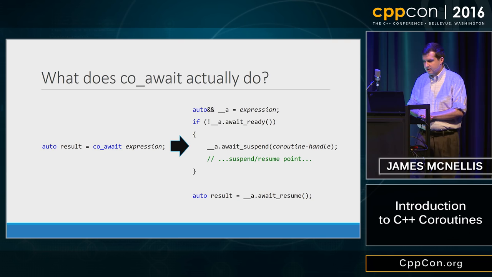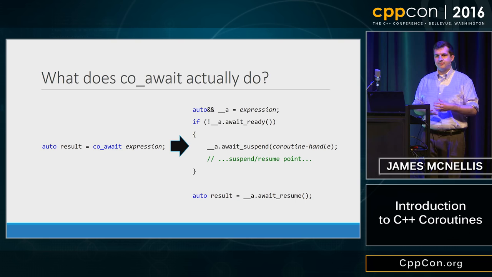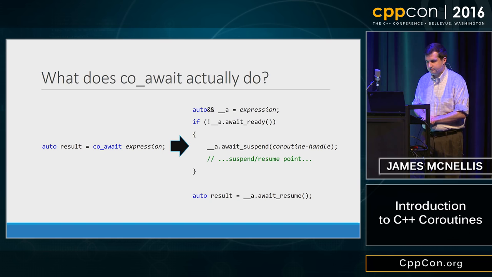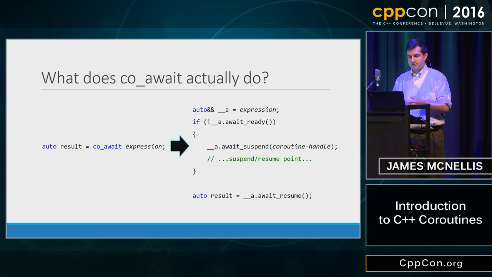If it's not yet ready, then it's going to call this await_suspend function, which allows you to customize whatever happens right before you suspend. And then when that returns, you're going to reach a suspend point, and it's going to suspend execution of that function and return control back to the caller. Later, if and when the caller decides to resume you, you will pick up right where you left off and continue on with the program and get to the next line.